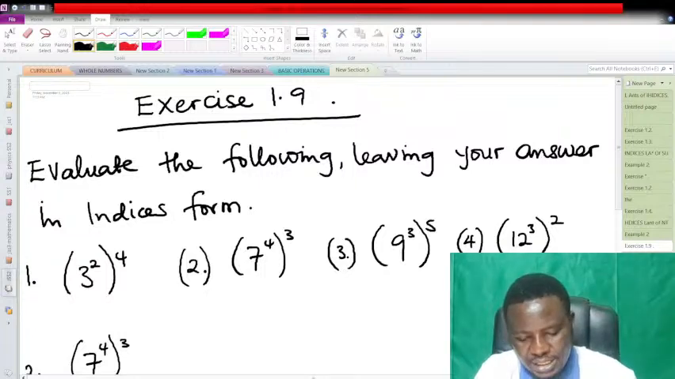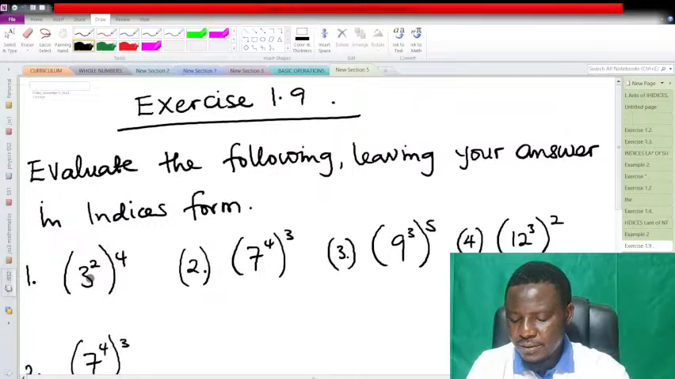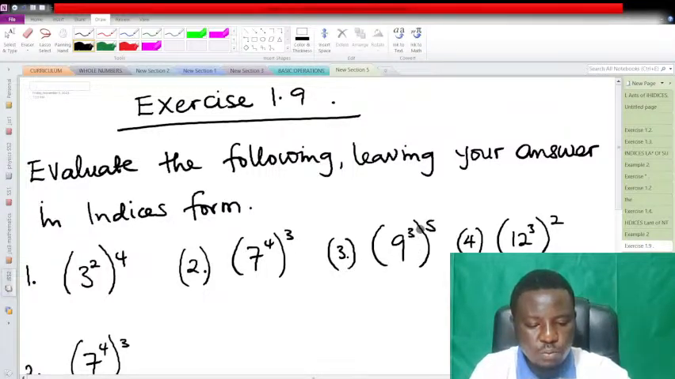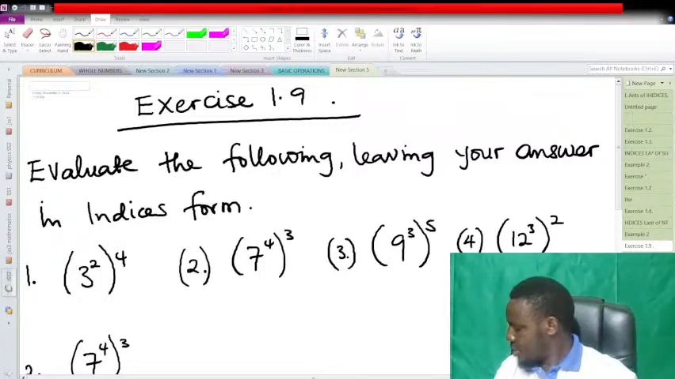So let's go ahead with exercise 1.9. Exercise 1.9, we are asked to evaluate the following, leaving our answers in indices form. The first is 3 squared all raised to the power of 4, 2, 7 raised to the power of 4 all cubed, 3, 9 cubed all raised to the power of 5, and 4, 12 cubed all squared. So we are going to apply the indices law of multiplication in solving this.